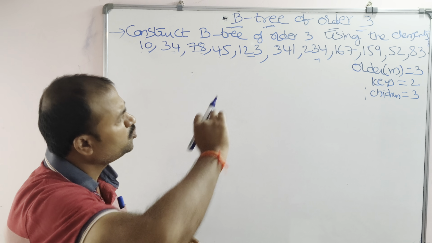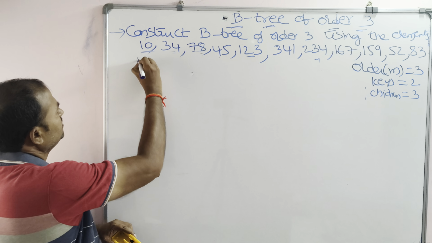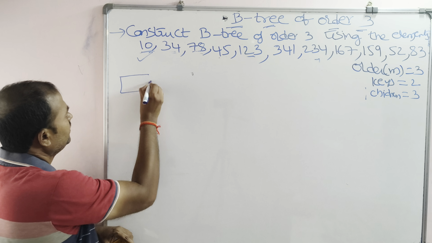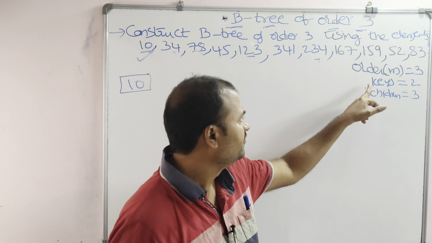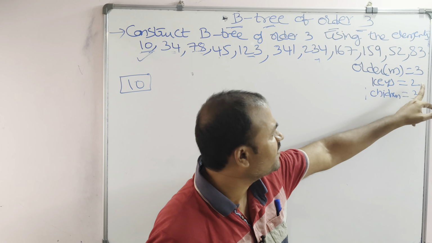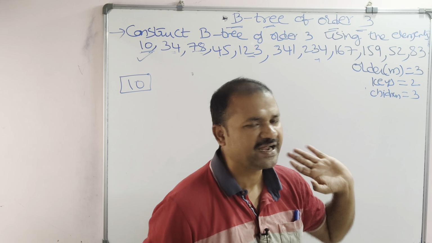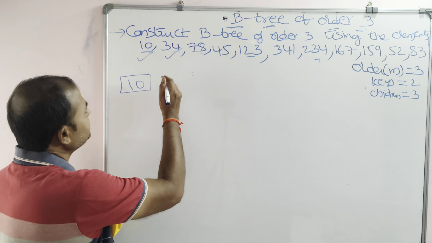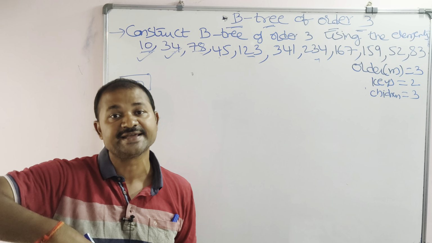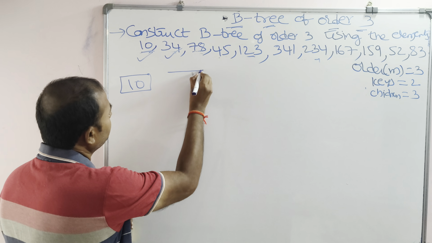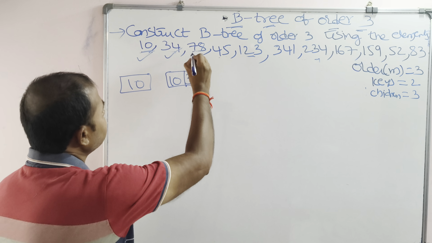Here all these nodes are inserted at the leaf node. What is the first key? 10. So insert this key into the leaf node. Here the order m is 3, the number of keys per node is 3 minus 1, that is 2, whereas the maximum children per node is the order value, that is 3. Next we have to insert 34. Here we have to arrange the keys in ascending order, so after 10 we insert 34: 10, 34. Next key is 78.